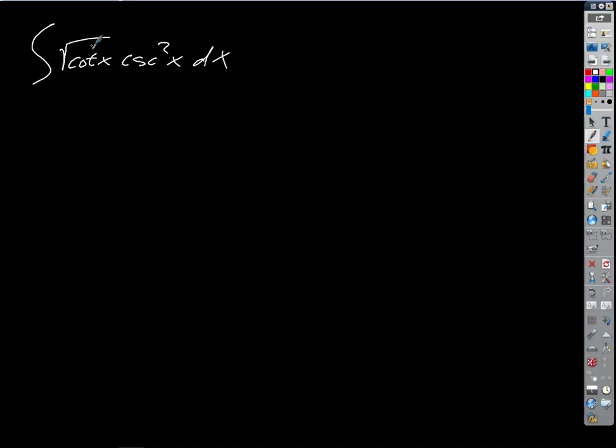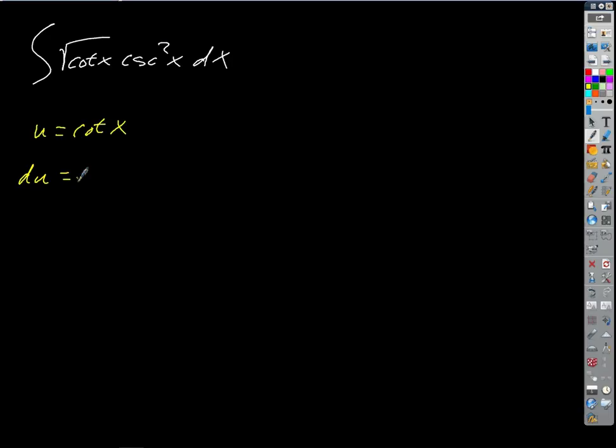And we don't have a standard form for that, but we could make a u substitution, right? It would look a lot easier if I could just have the square root of u instead of the square root of some weird tangent or trig function, right? So let's make that substitution. If we let u equal cotangent x, what's du?